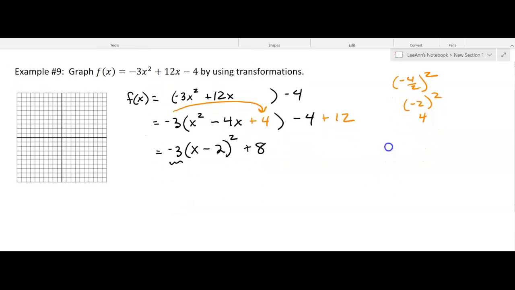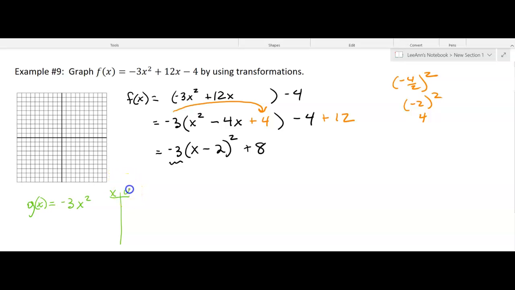So what I'm going to do first is graph g of x equals negative 3x squared. Now, I'm not going to make the basic one. We've done that a lot. But here's the table of values for the basic one.